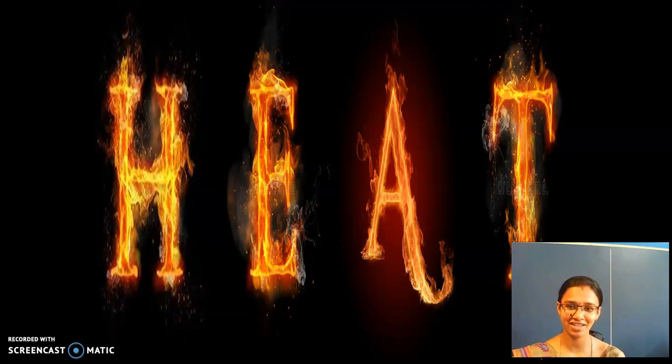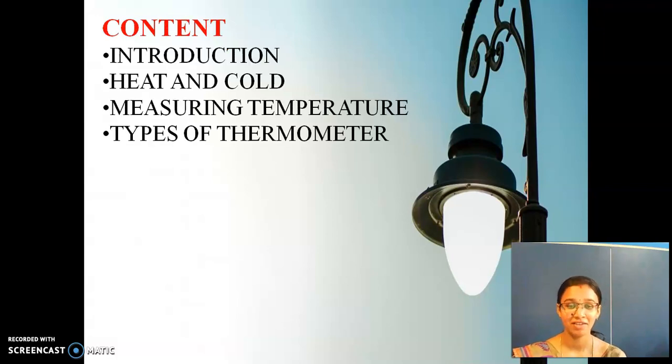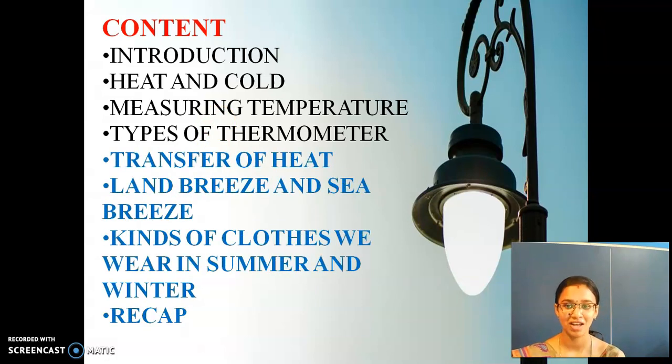Shall we go to the lesson? Yeah. So what are all the contents which we have covered already? We had seen introduction about heat and cold, measuring temperature, and then types of thermometer also. And in the last class we had seen transfer of heat. So I will be recalling this transfer of heat once. There are still more points to say, and then we will complete it today by seeing land breeze and sea breeze, and then kinds of clothes which we wear in summer and winter. Shall we go into the class?